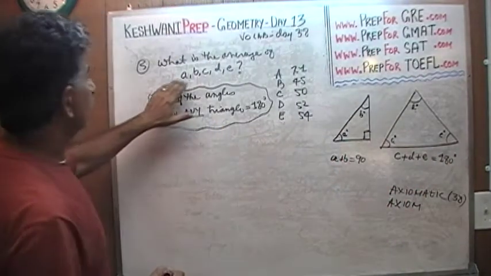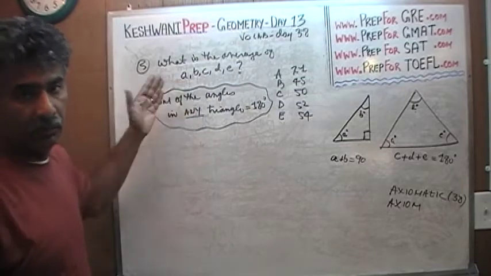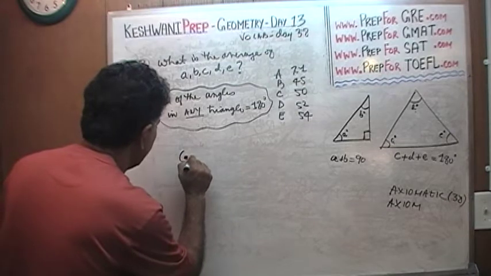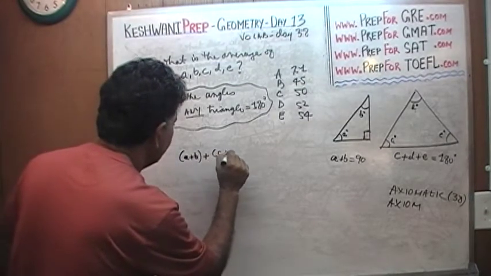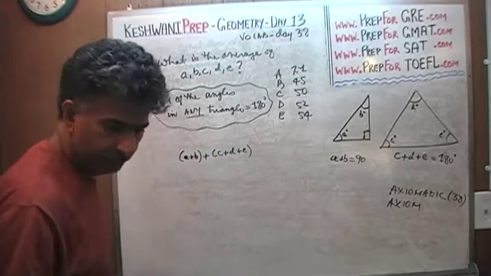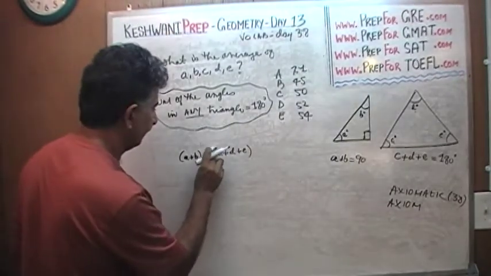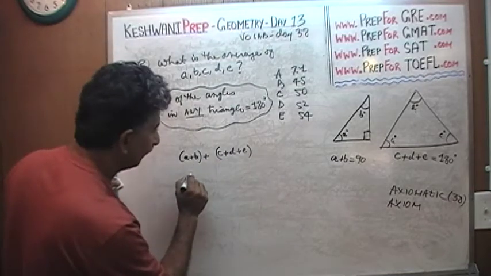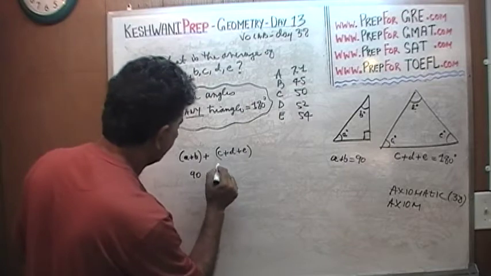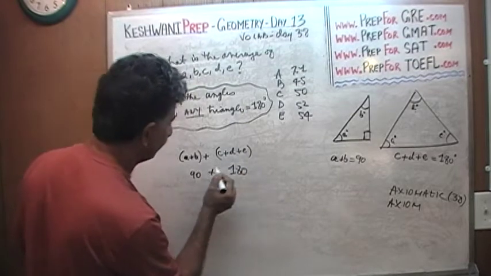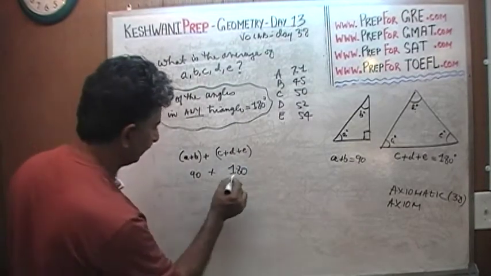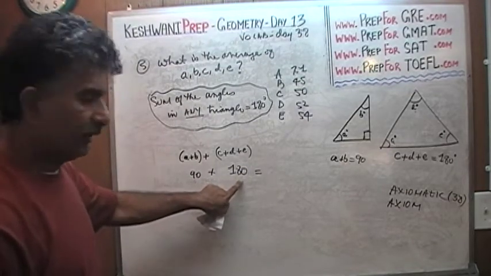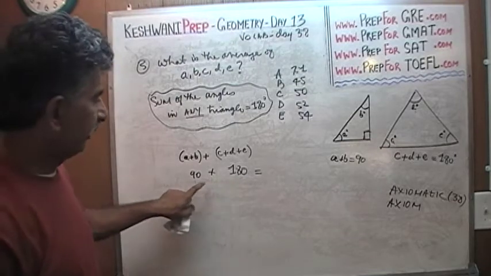We are asked to find the average. How do you find the average? You add up all the numbers and divide by how many you have. So let's add up all the numbers: A plus B plus C plus D plus E. This is not another C, this is my parenthesis: C plus D plus E. A plus B we know is 90, and this part we know is 180. Therefore the sum of these 5 angles must equal 90 plus 180. Well, I know that 100 plus 180 is 280. If 100 plus 180 is 280, then 90 plus 180 must be 270.